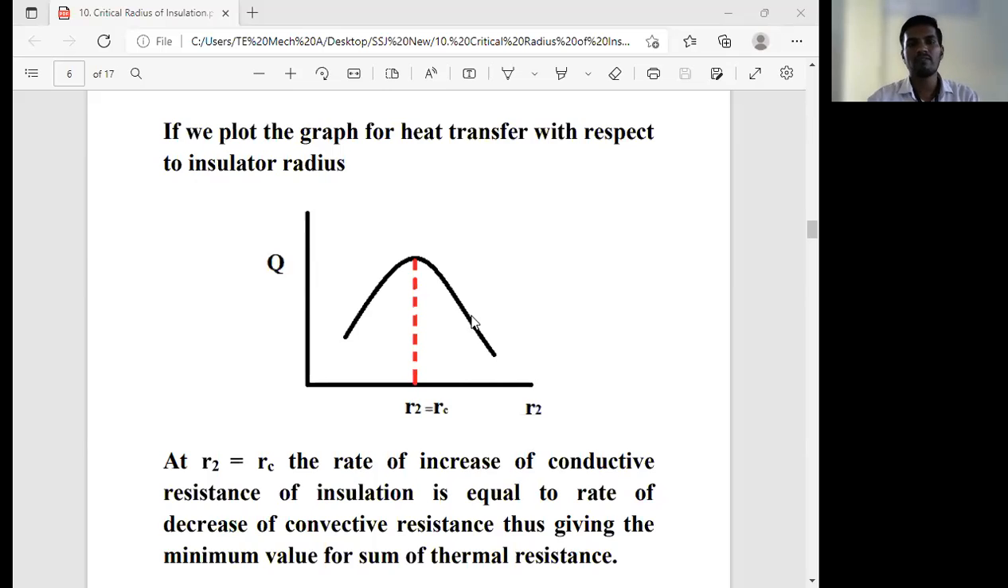If we plot the graph for heat transfer with respect to insulator radius, draw this graph: Q versus R2. R2 is nothing but the radius of the insulator or insulation. Okay. So if R2 is equal to RC, that is nothing but the critical radius, and at that time we get the maximum heat transfer.